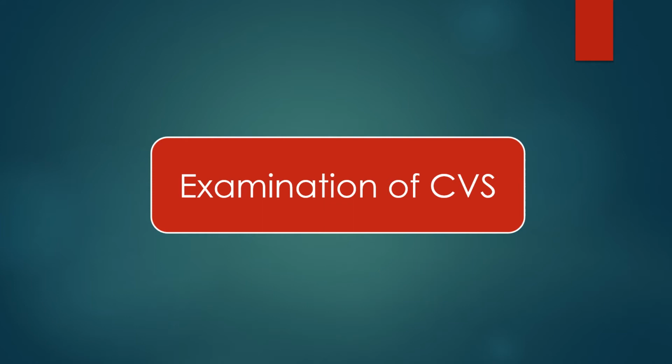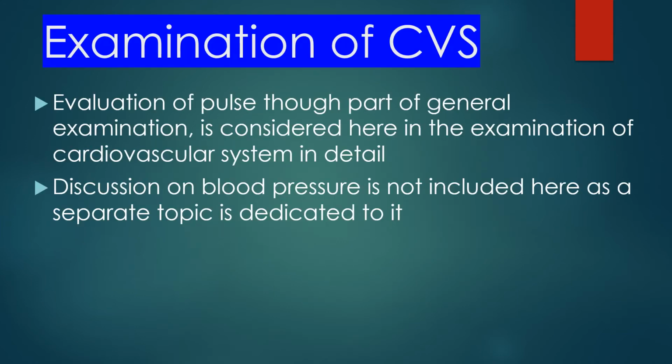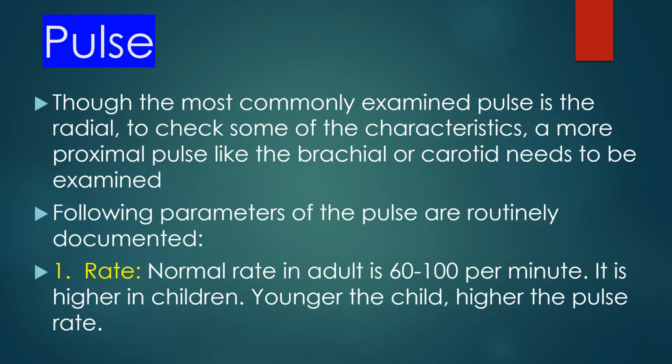Now from general examination, we move on to the examination of the cardiovascular system. Evaluation of pulse, though part of general examination, is considered here in the examination of the cardiovascular system in detail. Discussion on blood pressure is not included here as a separate topic is dedicated to it. Though the most commonly examined pulse is the radial, to check some of the characteristics, a more proximal pulse like the brachial or carotid needs to be examined.